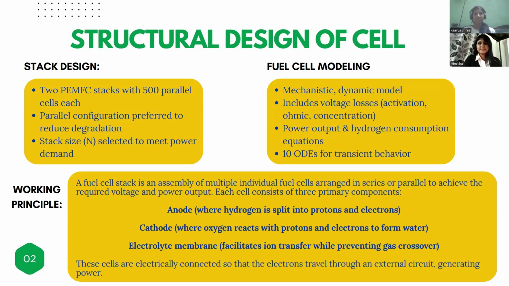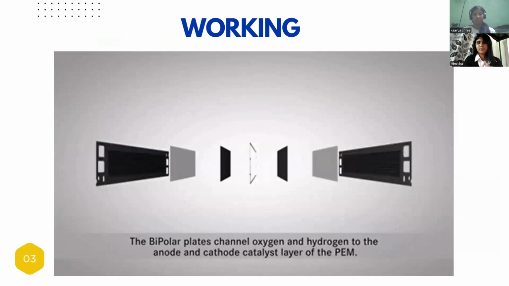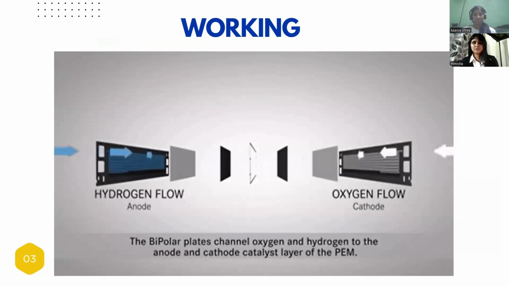Now, in the stack cells, the anode is hydrogen, where the hydrogen is split into protons and electrons. And the cathode is oxygen, which reacts with the protons and electrons to form water. Then we also have an electrolyte membrane in between, which facilitates the ion transfer. As you can see in the video, the anode is the hydrogen part, and the cathode is the oxygen flow area. And in between we have the bipolar plates.